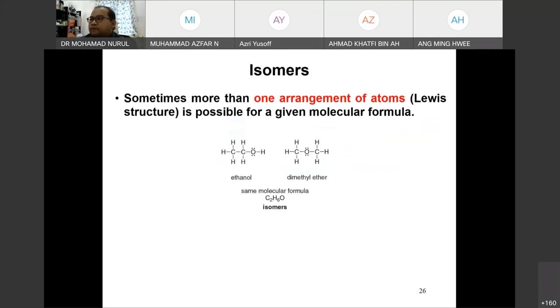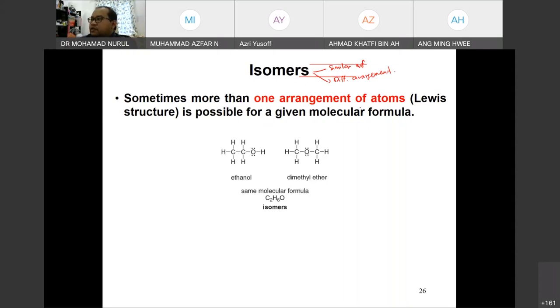So isomers, okay. What is the definition of isomers? Okay, first they have a similar molecular formula, okay, different arrangement. Okay, this is the general definition of isomers. Okay, we will see more isomers, diastereomers, enantiomers, something like that in chapter 5.